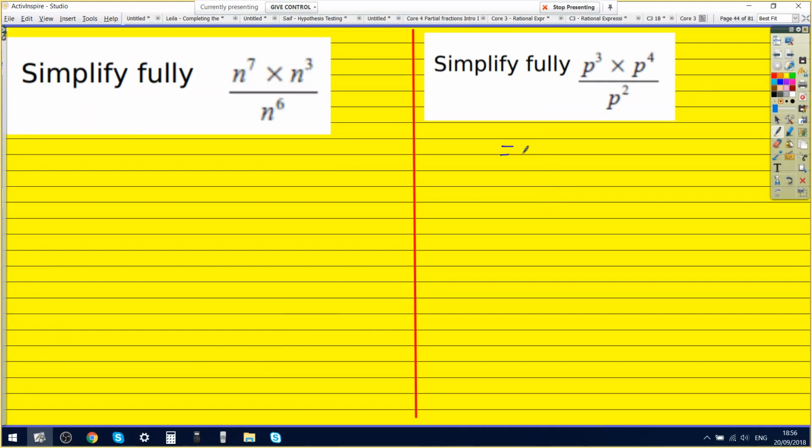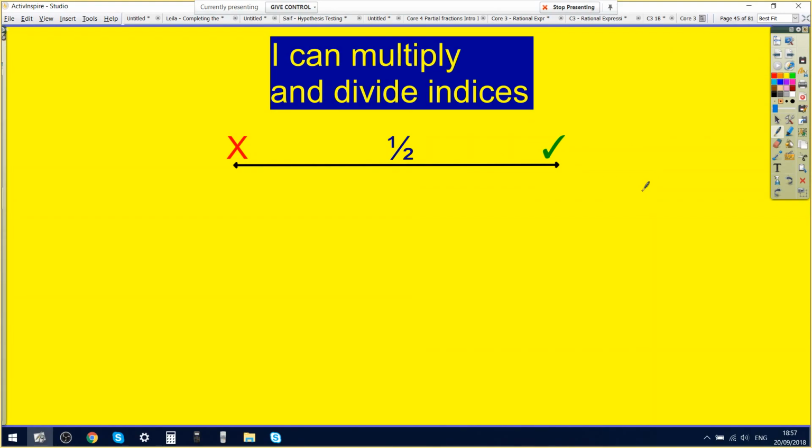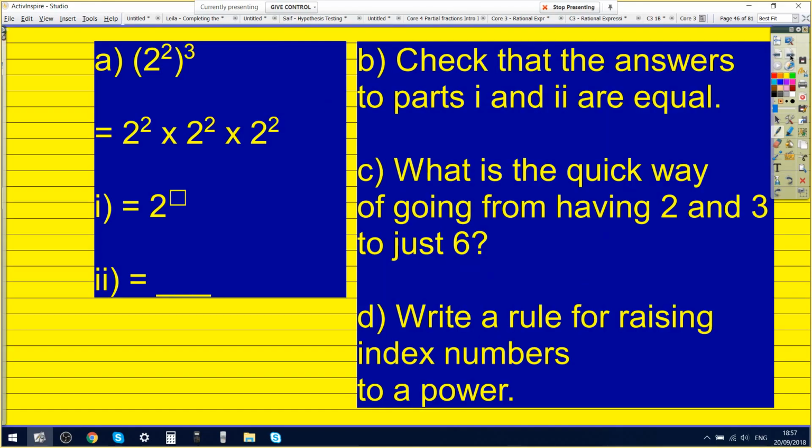Let's try top right. P2 at the bottom, and then P7. Yeah. So, and then that would be P5. That's it. Got it. I can multiply and divide indices. Tick. Well done.